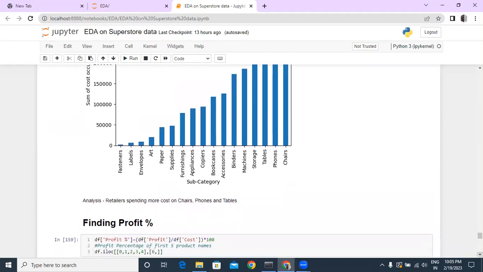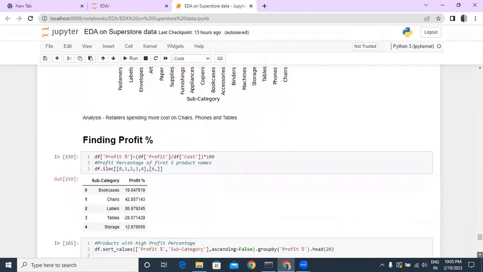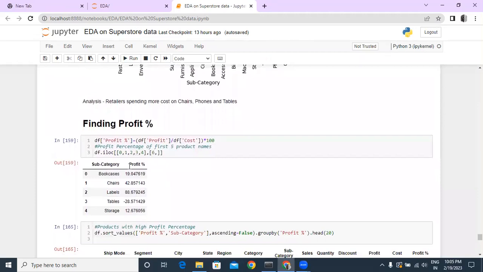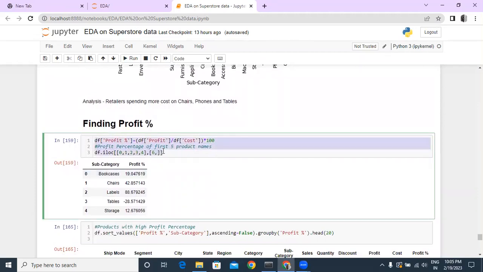Now we are finding the profit percentage. So profit percentage would be profit upon cost into 100. That is what we have calculated, and using the iloc function, we are just finding the percentage of the first 5 products. These are the names. So we're just checking how the data looks like.